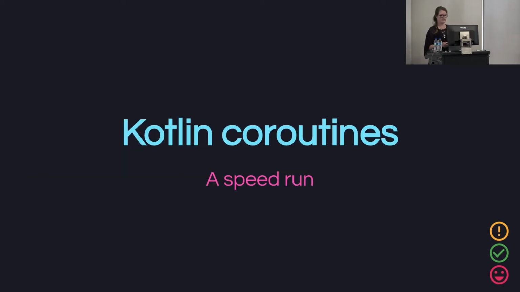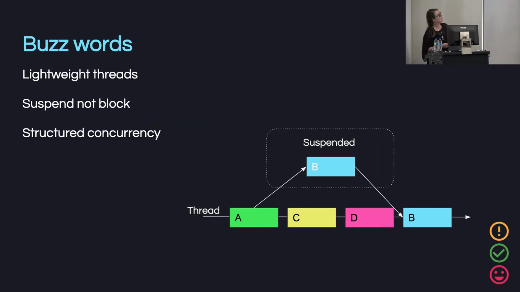So let's get going. So this is Kotlin Coroutines, a speed run. If you say coroutines, there are various buzzwords that come up: lightweight threads, suspending, not blocking, structured concurrency. So the lightweight threads part, a thread on the JVM is actually quite a heavy thing to start up. So with coroutines, each coroutine doesn't necessarily start up its own thread, and they share the resources, so that's why they're lightweight threads.